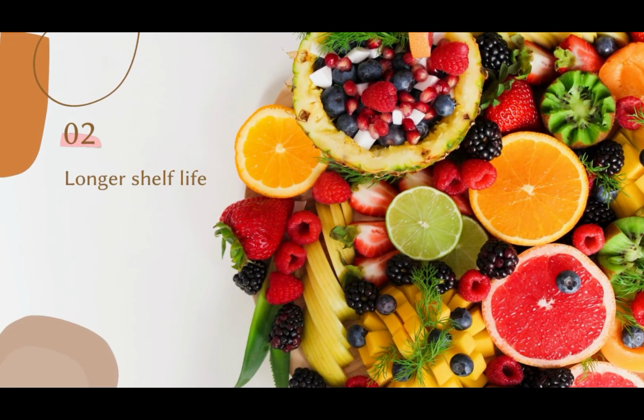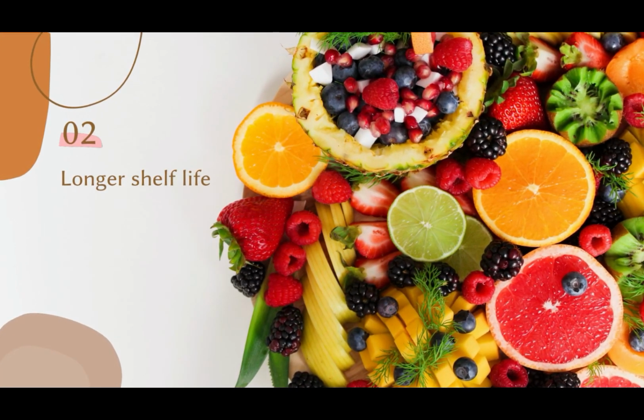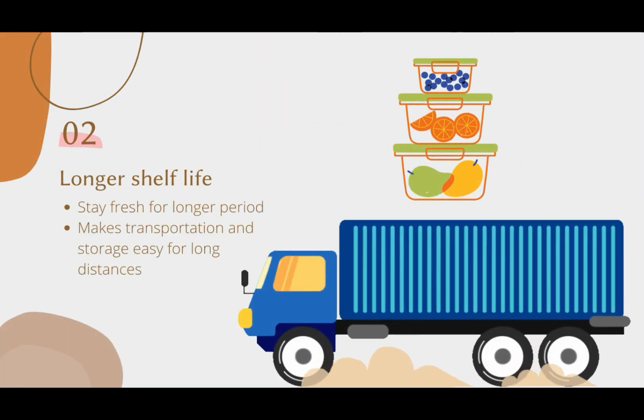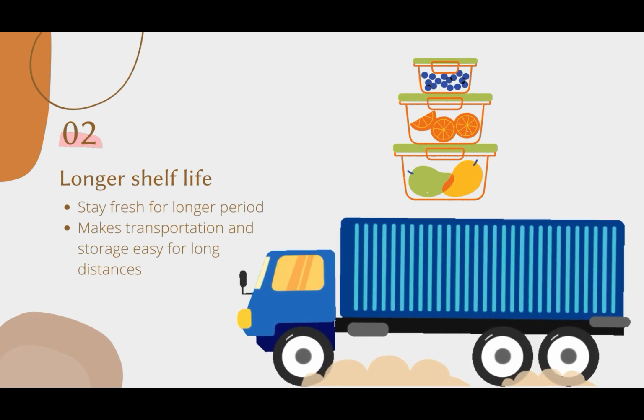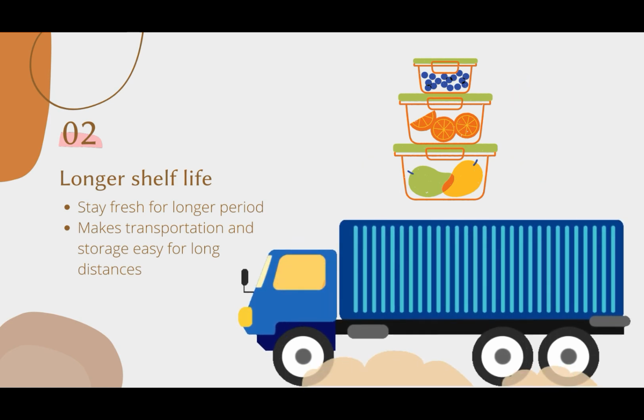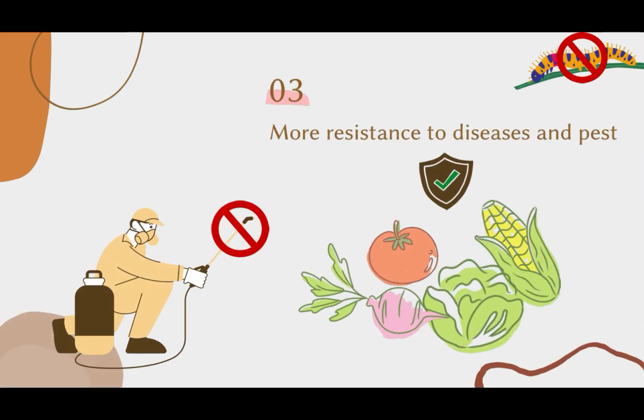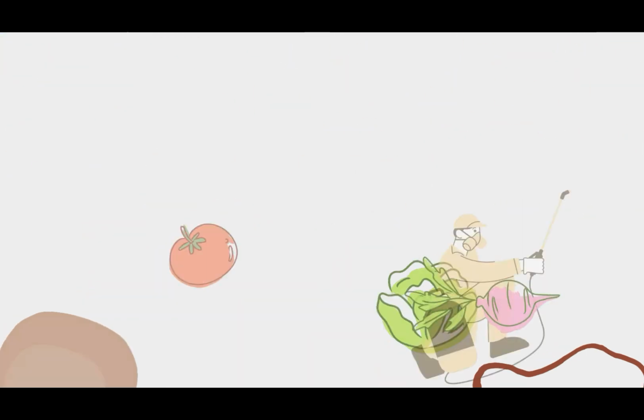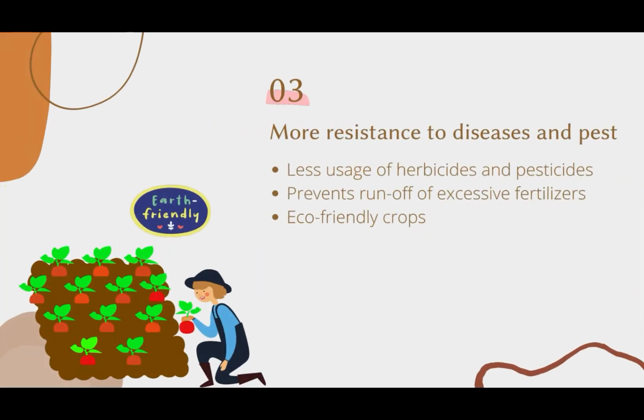Secondly, these crops have a longer shelf life due to enhanced natural qualities of the food itself, so they are able to stay fresh for a longer period, which makes transportation and storage easy over long distances without impacting the quality. Hence farmers can export their products abroad and gain more profit. Thirdly, genetically modified crops are resistant to diseases and pests, therefore requiring less usage of herbicides and pesticides. This benefits society as it prevents the runoff of excessive fertilizers, which can pollute the water supply, so these crops are eco-friendly because they reduce the environmental impact.